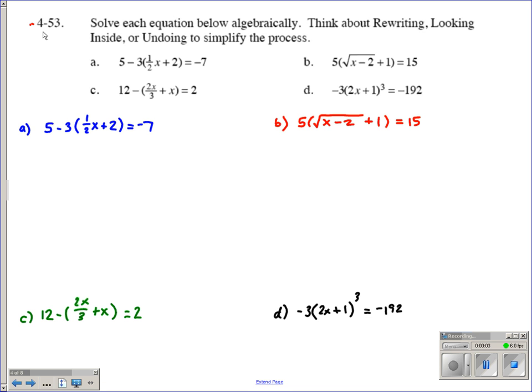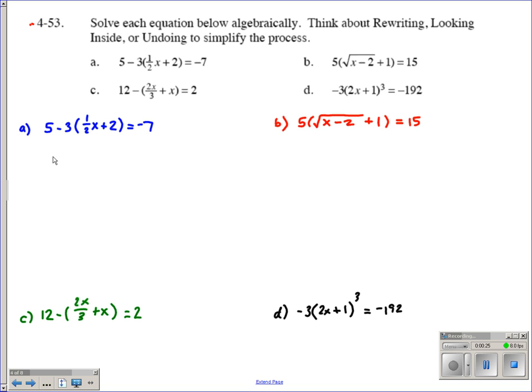And away we go, 4-53. Solve each equation below algebraically. Think about rewriting, looking inside, or undoing to simplify the process. Letter A: 5 minus 3 times the quantity of 1/2 x plus 2 should equal -7.